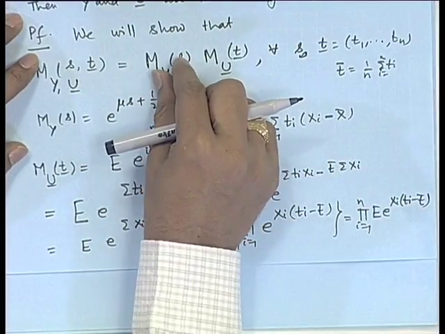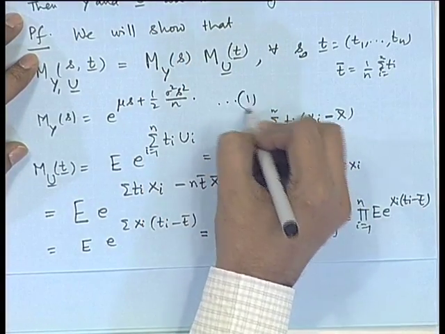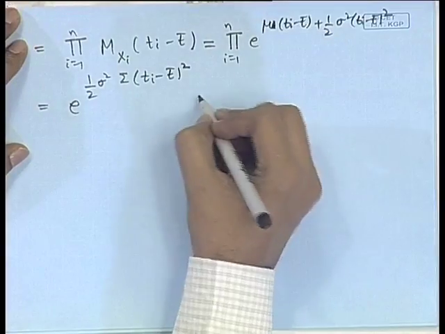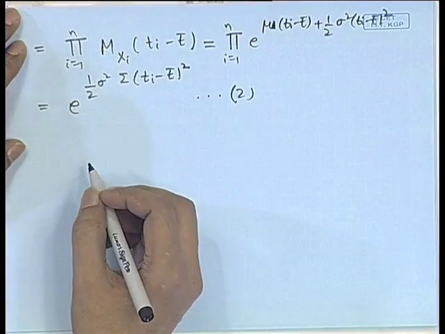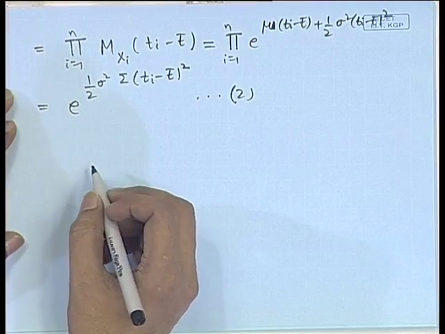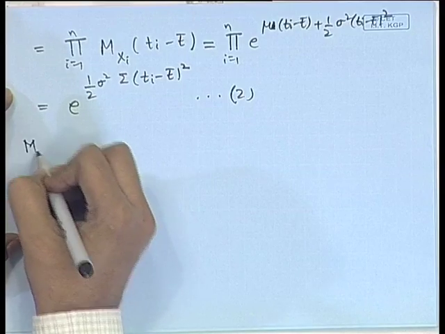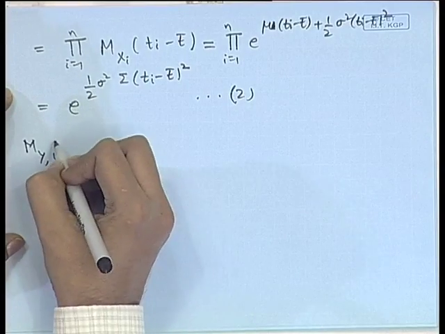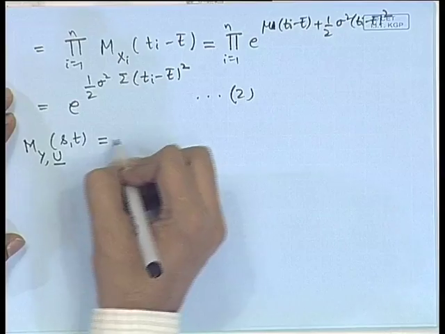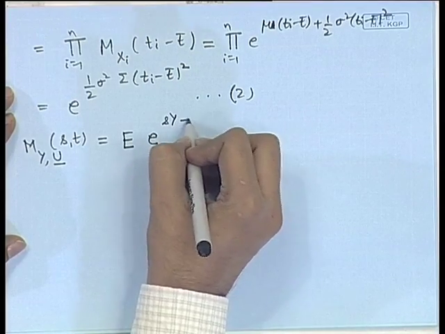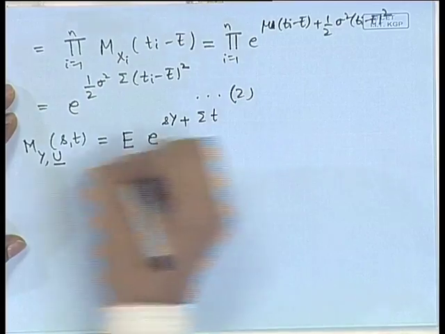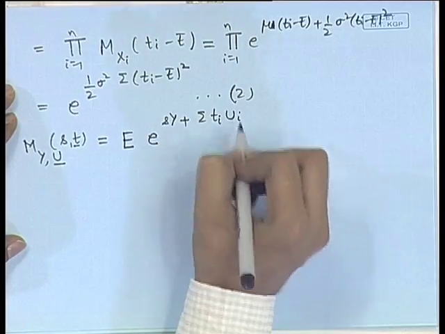So, we have calculated the right hand side here, that is M_y(s) is calculated here, M_u(t) is also now calculated. Now, we calculate the joint MGF of y and u at a point s and t. So, M_yu(s, t). By definition of the joint MGF, it is equal to the expectation of e to the power s y plus sigma t_i u_i.